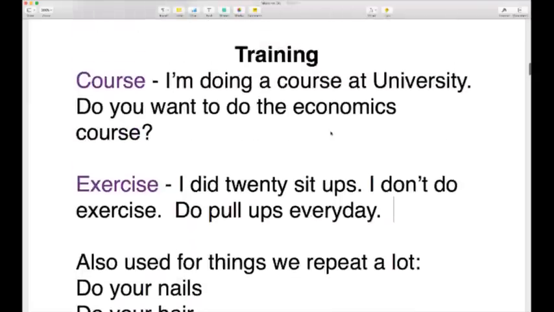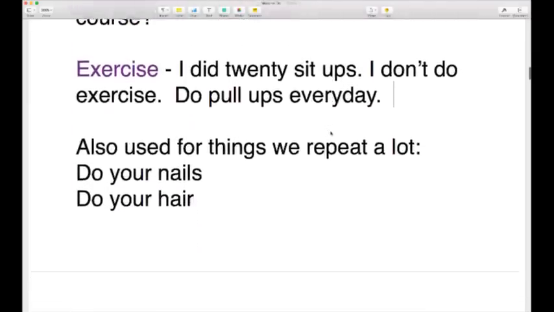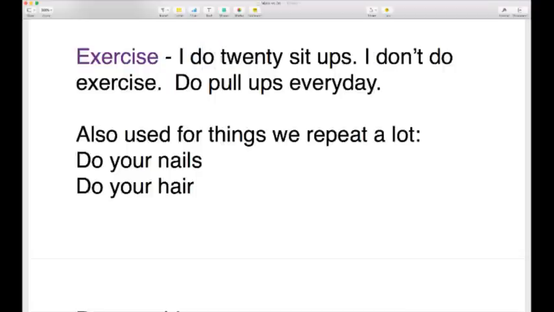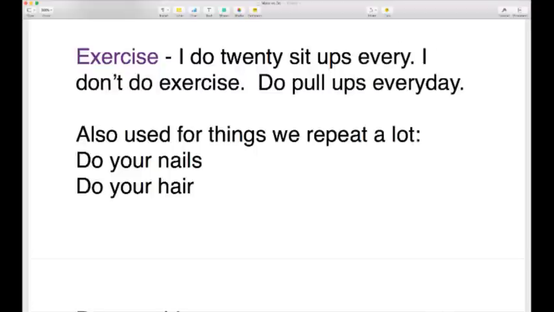You'd also use it when we talk about training our bodies, so exercise. I did, in the past, I did 20 sit-ups. Or, if it's a regular thing, then you could say, I do 20 sit-ups every day.